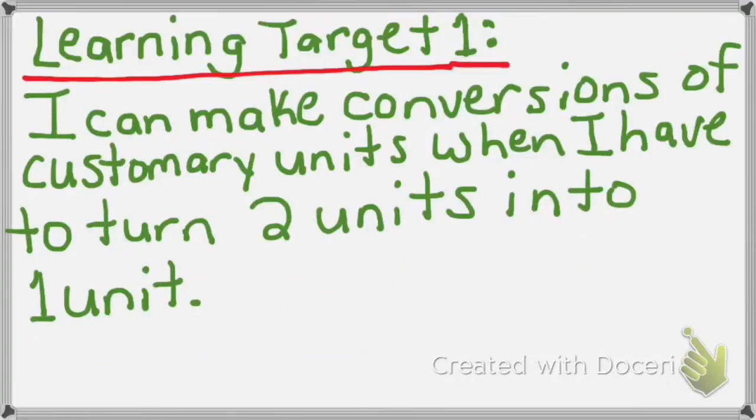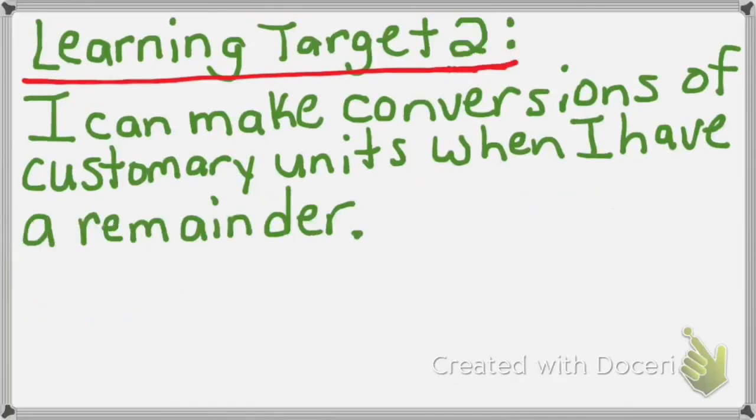Hopefully by now you can confidently say with learning target number 1, I can make conversions of customary units when I have to turn 2 units into 1 unit. And with learning target number 2, I can make conversions of customary units when I have a remainder.